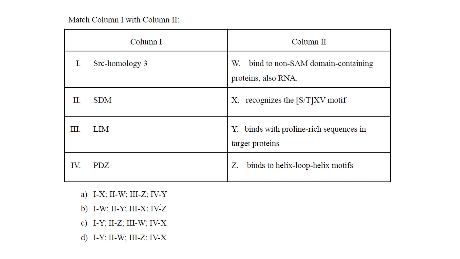So your SRC homology 3 binds to proline rich sequences. So 1Y. Okay, 1Y. So C or D. Then your SDM binds to non-SAM domain containing proteins, also RNA. Yes, SDMW. So it is D. And your LIM binds to helix loop helix motifs, and your PDZ is recognizing the STXB motif.